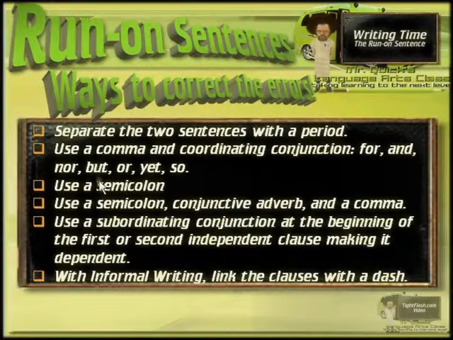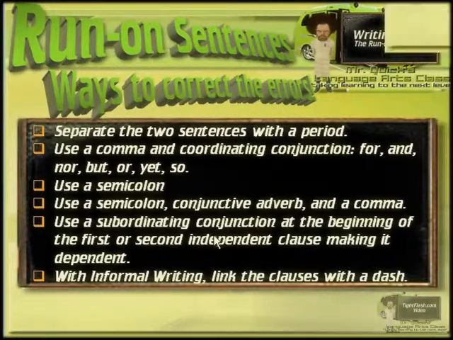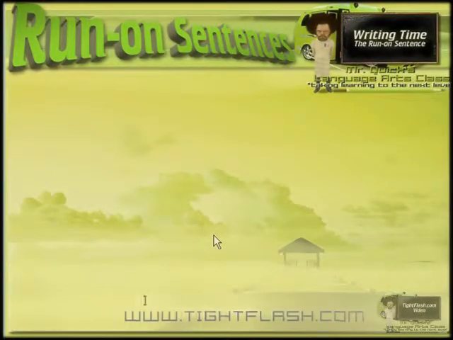You need to take these notes, but for the sake of argument here: separate the two sentences with a period. You can use a comma and a coordinating conjunction. You can use a semicolon. You can use a conjunctive adverb or a subordinating conjunction, one from the chart that we went over. And of course, you definitely can use a dash if you know how to use a dash, as we discussed when we went over the sentence types.